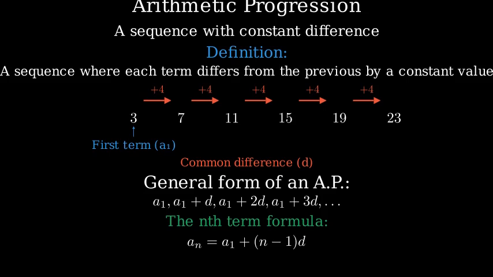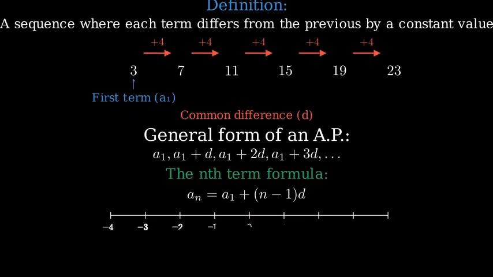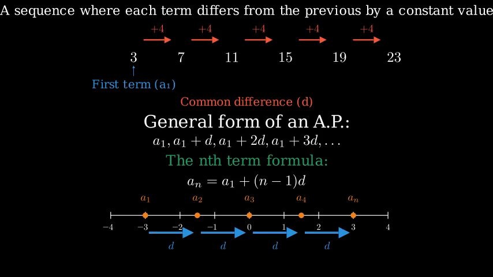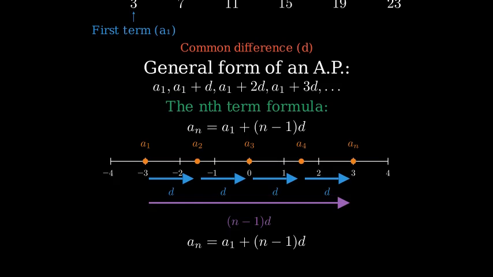Let's visualize this formula with a diagram. Here, we have a number line showing an arithmetic progression. Each step moves us exactly d units to the right. To go from the first term to the nth term, we need to make n minus 1 steps. So the nth term equals the first term plus (n minus 1) times the common difference.